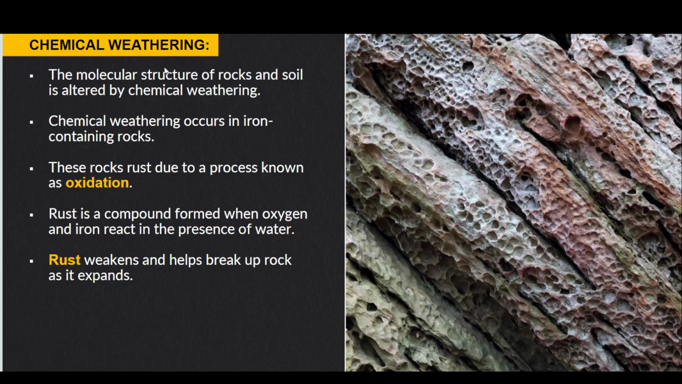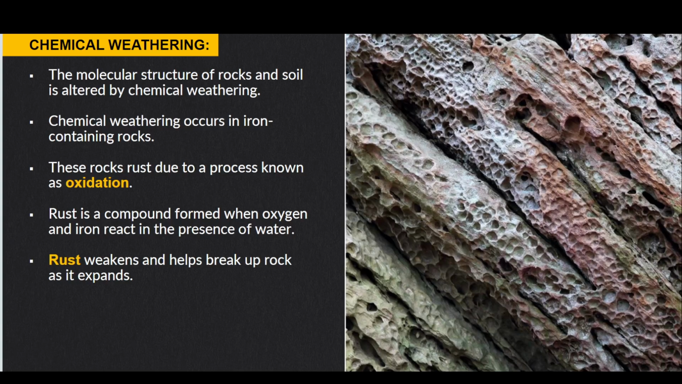Then chemical weathering is when the molecular structure of rock and soil is altered by chemical processes. It occurs in iron-containing rocks, and these rocks rust due to a process known as oxidation, right? Because we know some minerals are found in rocks, and iron is one of them. Rocks which contain iron go through oxidation. It causes rusting, right?